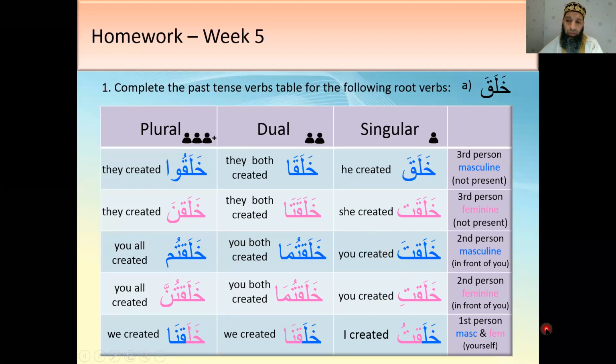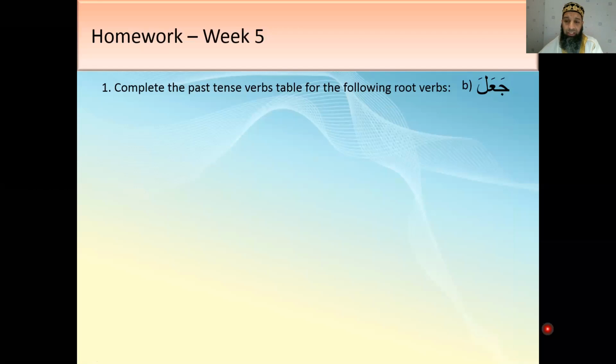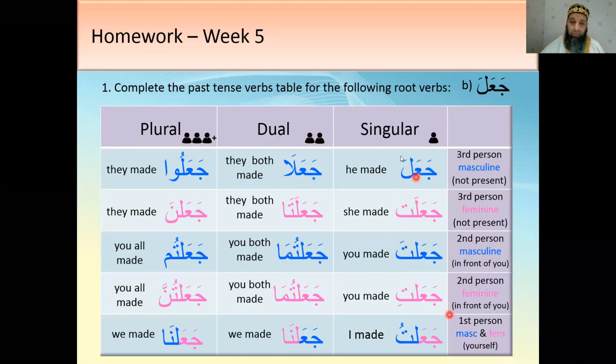The next one was the same thing with ja'ala. So he made, they both made, they all made, and this is the table for ja'ala. All you have to do is get the root words and put them into the pattern. So ja'ala, ja'alu, khalaqa, khalaqu, raja'a, raja'u. Once you know the root word, you can just pluck it into this table and job done. Endings are all the same.